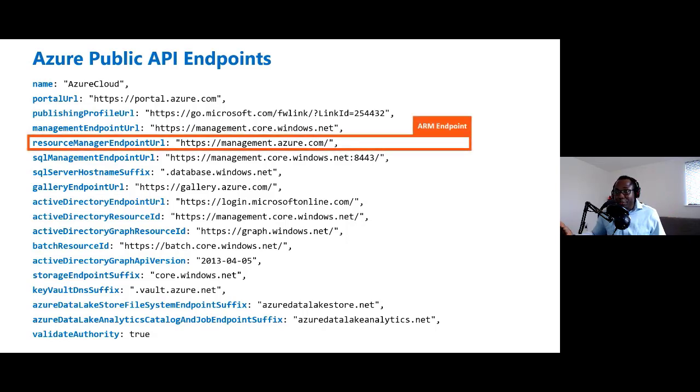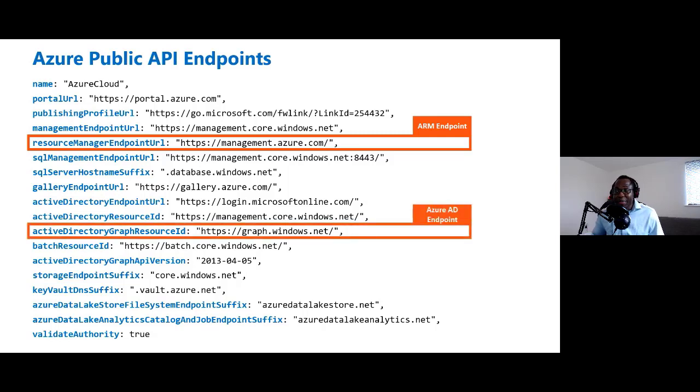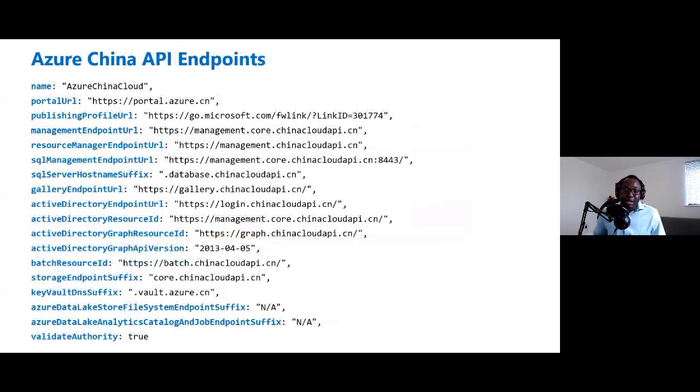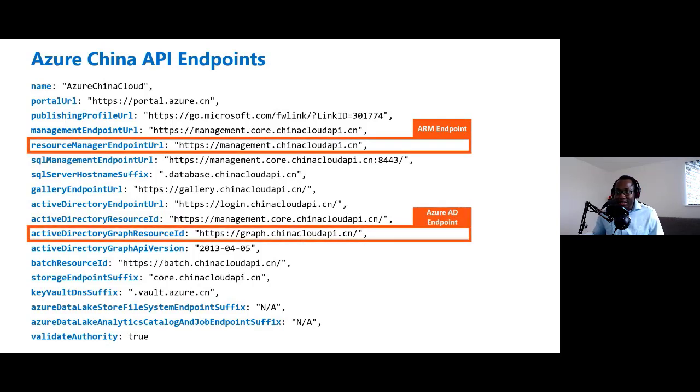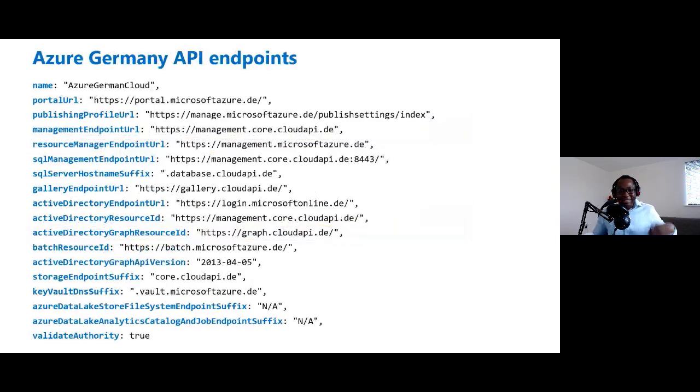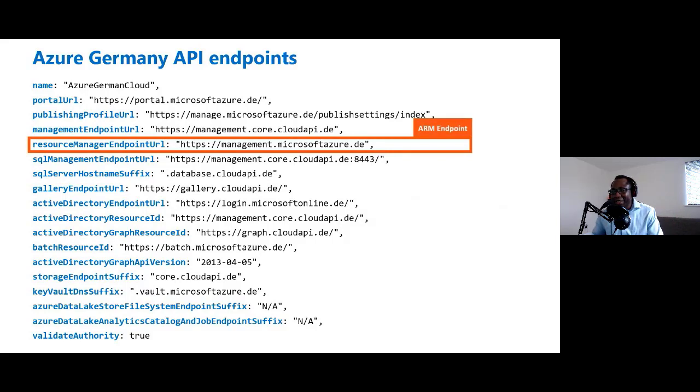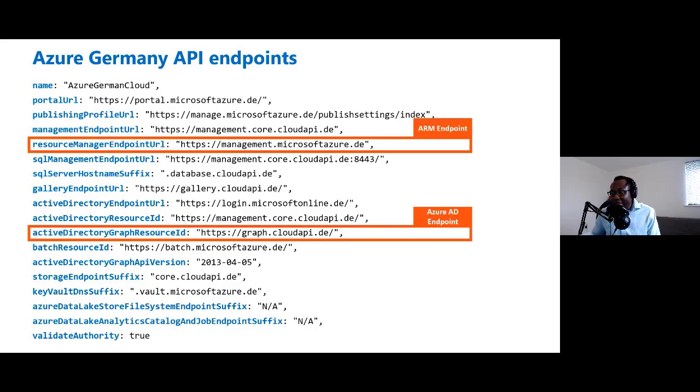For example, the resource manager endpoint for the public regions is management.azure.com, and the Azure AD API endpoint is graph.windows.net. However, for the Azure China cloud, it's management.chinacloudapi.cn, and the Azure AD is graph.chinacloudapi.cn. The one for Germany is management.microsoftazure.de, and the Azure AD endpoint is graph.cloudapi.de.